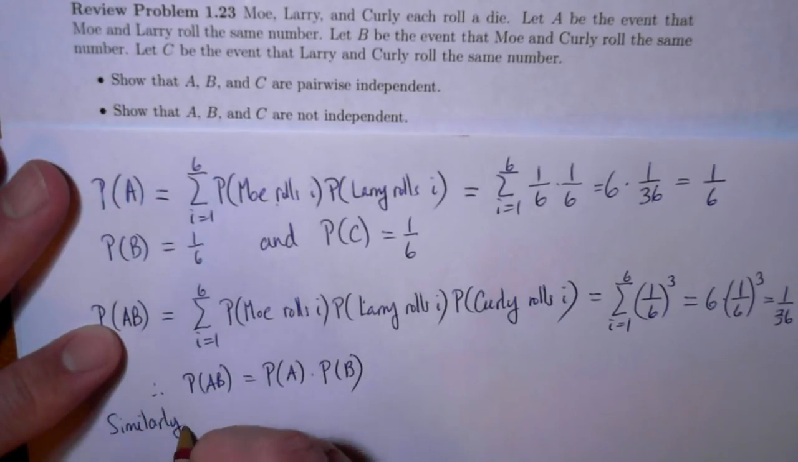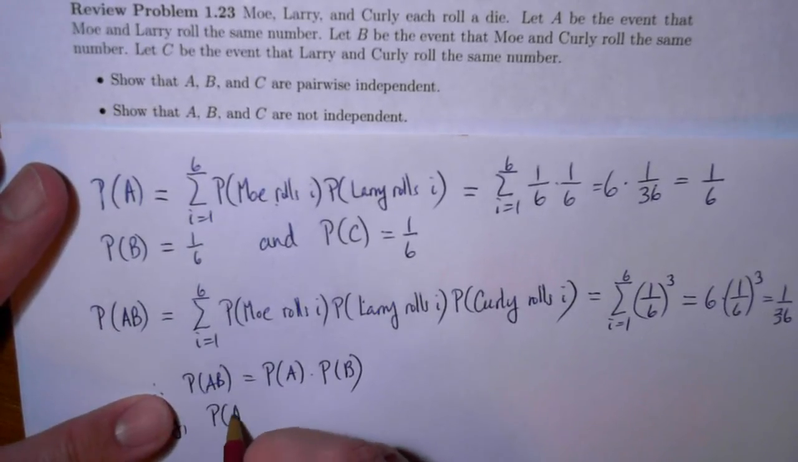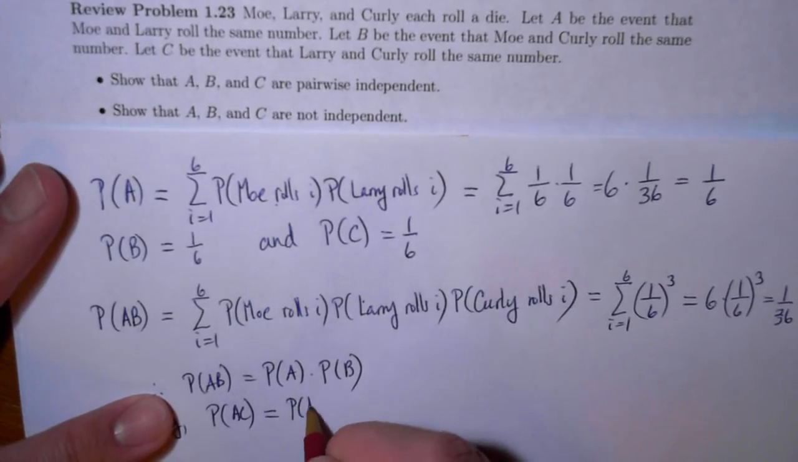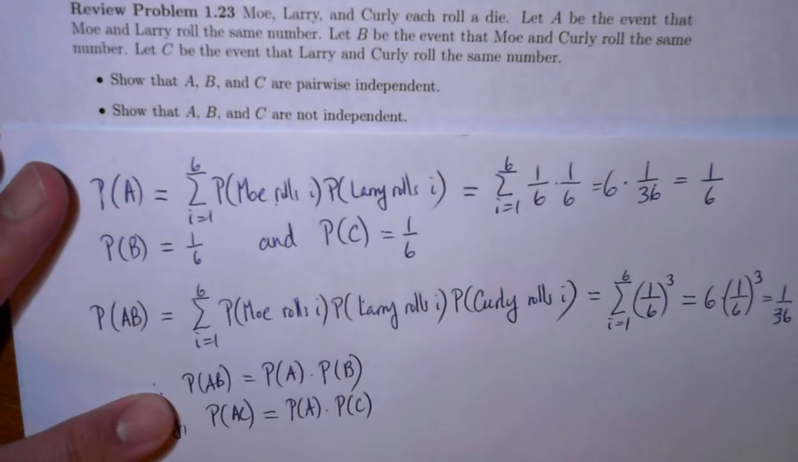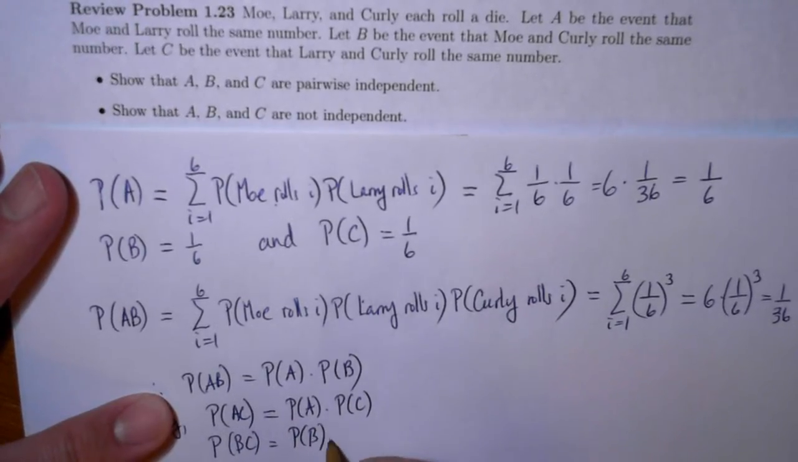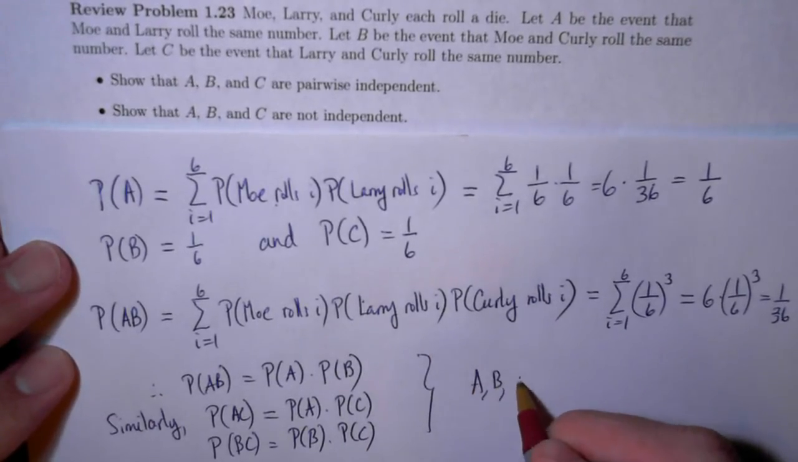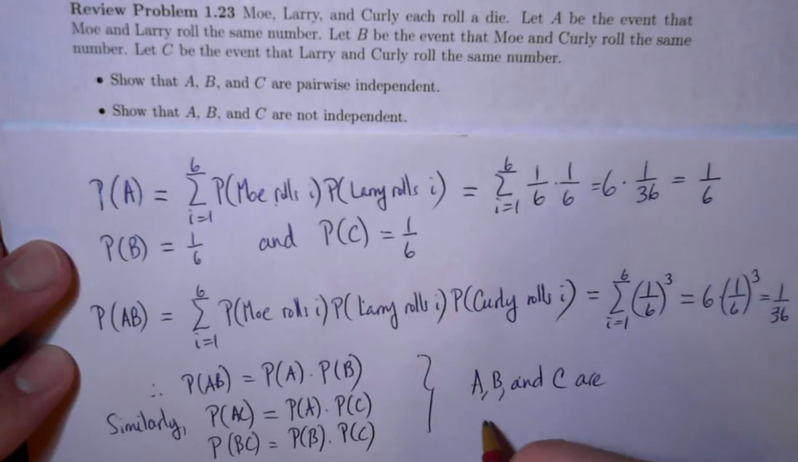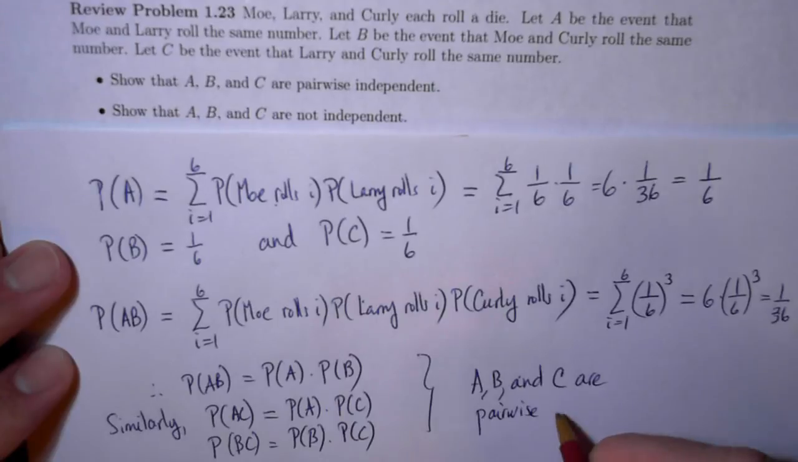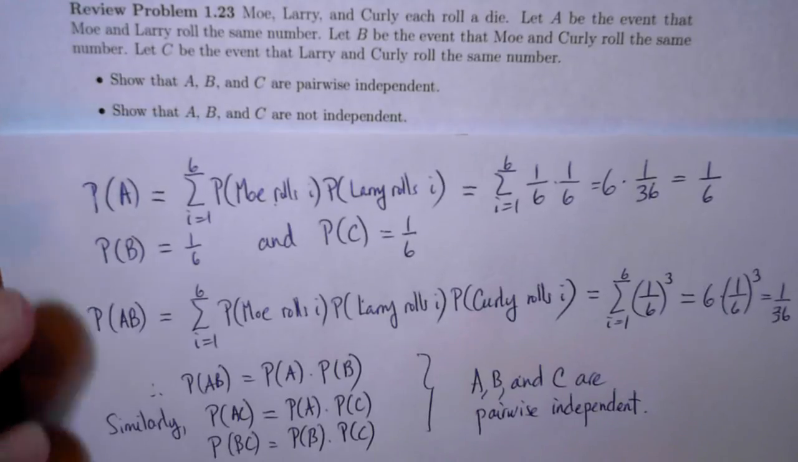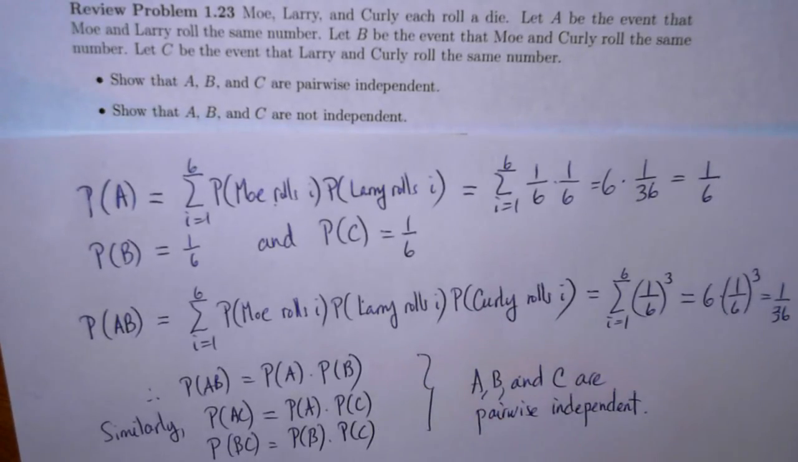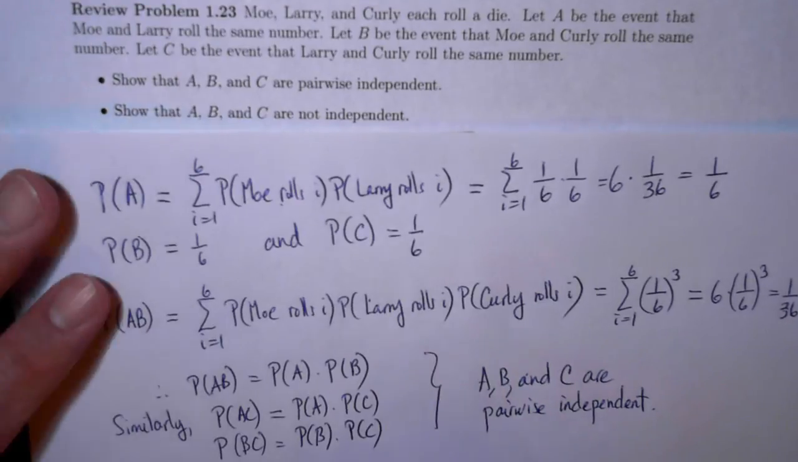Similarly, by the exact same logic, the probability of A and C also works out to be 1 over 36. And so the probability of A and C is the same as the probability of A times the probability of C. And the probability of B and C is the probability of B times the probability of C. So all this shows that A, B, and C are pairwise independent, because these three things hold. Okay, so A, B, and C are pairwise independent.